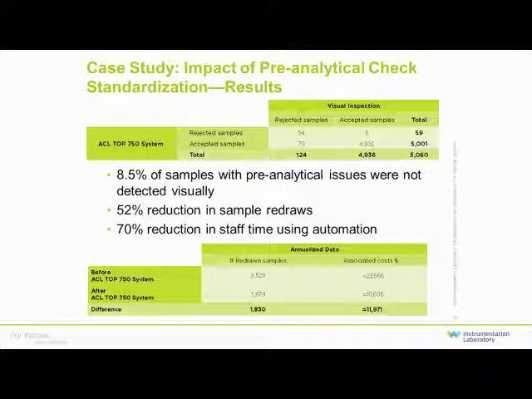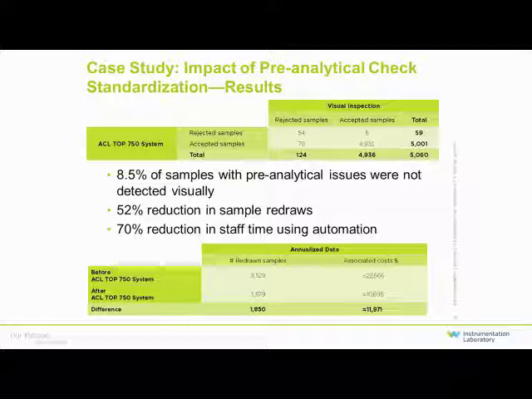So that cost went from an estimated US dollars of $22,666 to $10,695. So by doing automated checks, that cost savings, which was annualized, was over $11,000 just by implementing this technology. And that's just redraw time. So that's not patient satisfaction, things that we get graded upon, patient outcomes, etc.